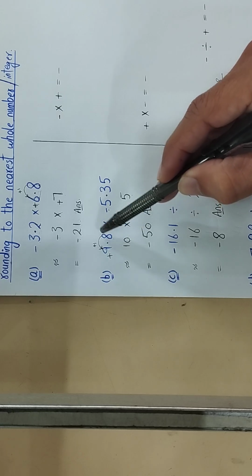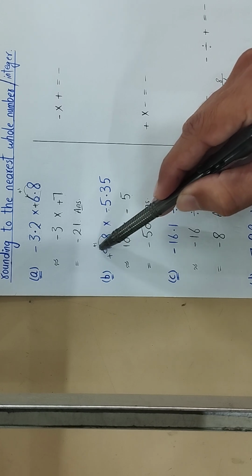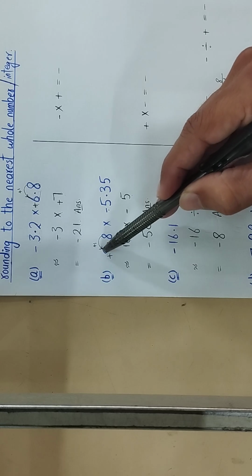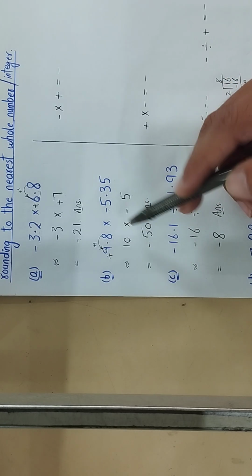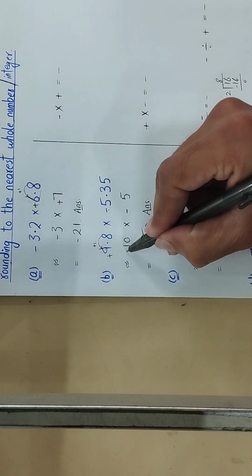8 is more than 5. It means add 1 to this digit. ठीक है, ये 5 से greater है इसलिए इसमें 1 प्लस करना है, और इसमें 1 प्लस करेंगे तो ये हो जाएगा 10. Since there is no sign with it, we can write plus sign here. It is a positive number, so this number is plus 10.